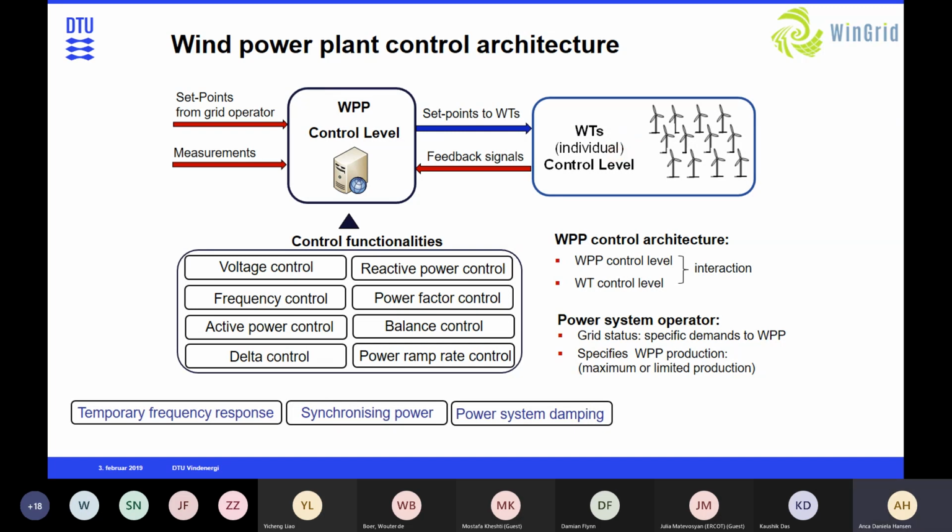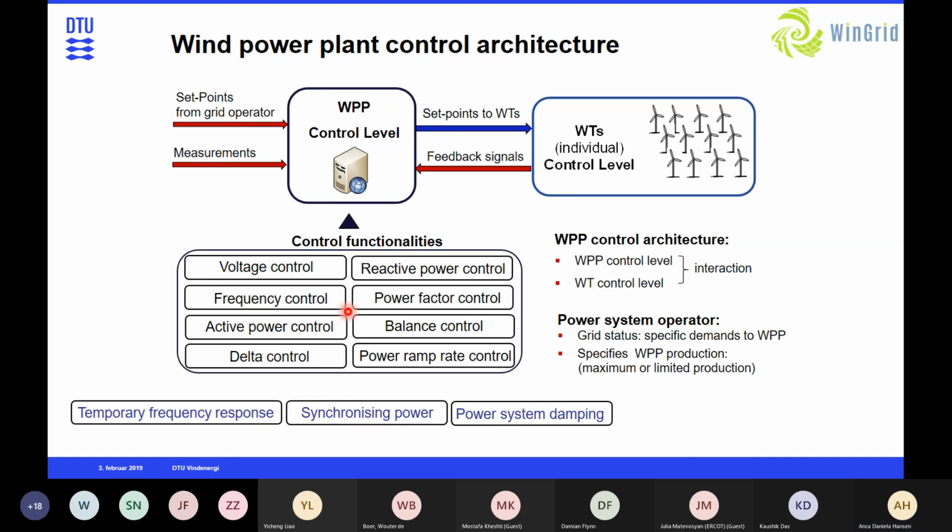So as you can see here, the control functionalities of wind power plants to provide ancillary services are typically integrated at the wind power plant level. So we have here active power control, balance, delta, power reference, ramp rate control, frequency control, reactive power, and voltage control. And notice also that these control functions for active and reactive power are implemented in such a way that they can be active at the same time.